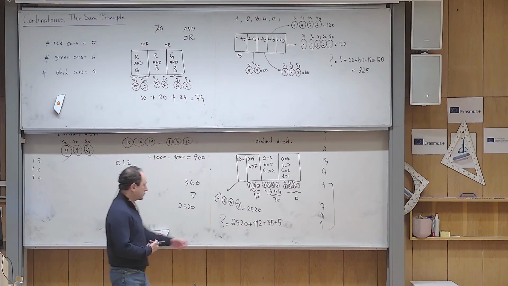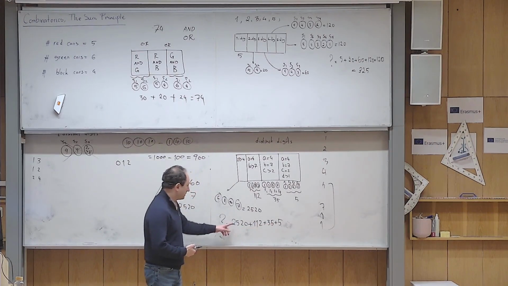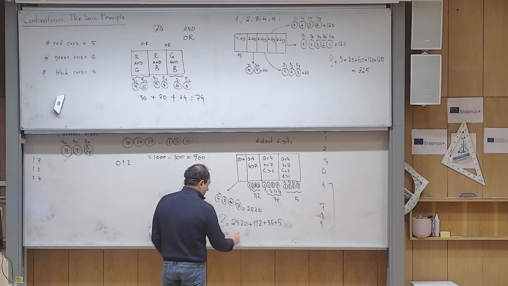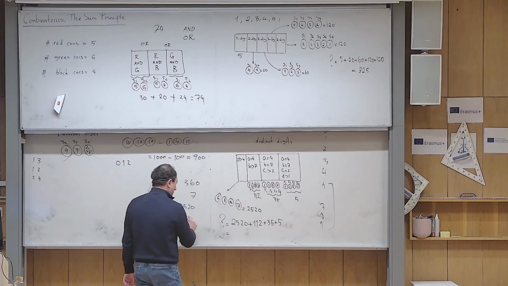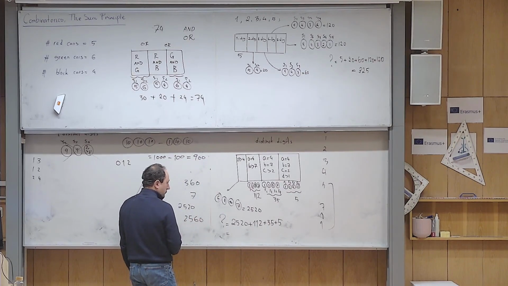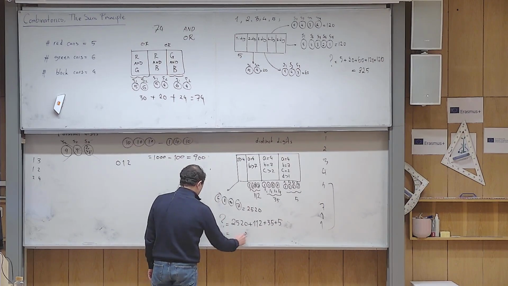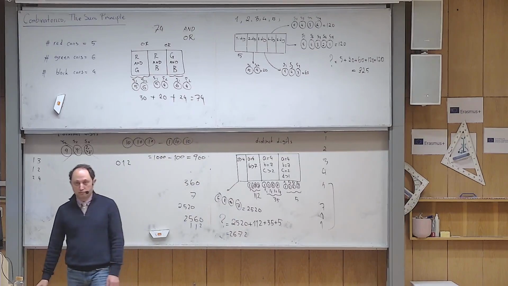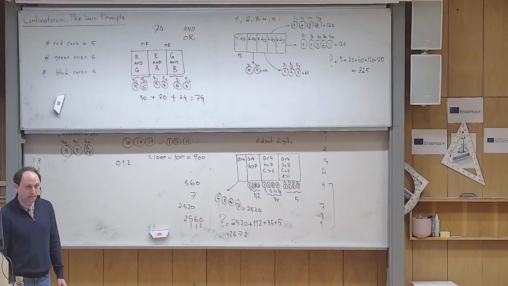Okay, so what is the answer here? This is 40, 2,560. So let me add them. 2,560, am I right? Plus 112. So this becomes 2,762. So did you get this answer?